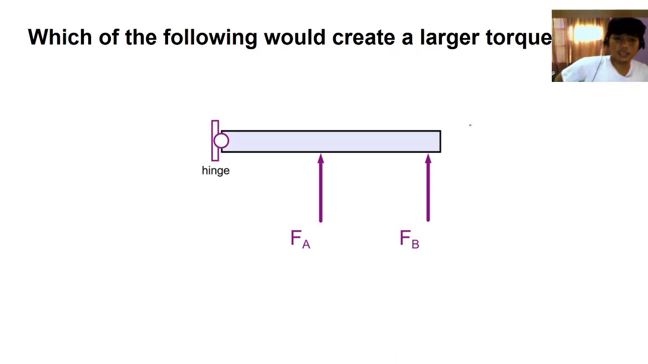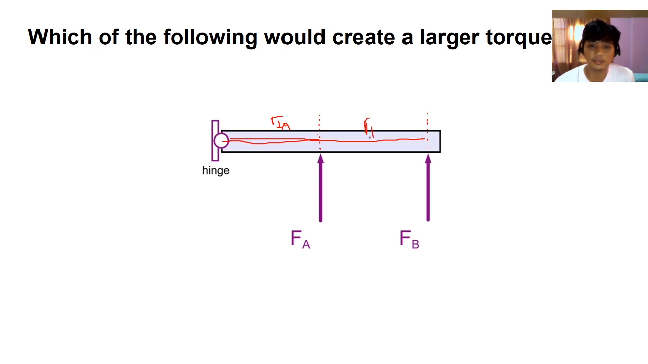Okay, let's first dive into the concepts of torque. Which of the following would create a larger torque? FA or FB? So let's draw the lines of action. This is a hinge. This is an overview of a door, top view of a door. And let's draw the moment arm. It's really hard to draw a straight line, but I'll try. This is R perpendicular for A, and the other one is R perpendicular for B.